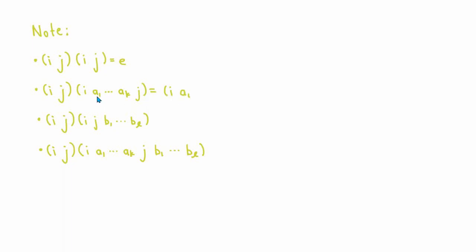Now similarly, a1 is going to map to a2, which is going to be left alone by the transposition, and so on all the way down the line, until I get to ak minus 1, which is going to map to ak. Now ak is going to map to j, but then the transposition on the left is going to map that j back to i, so that's going to close this cycle.